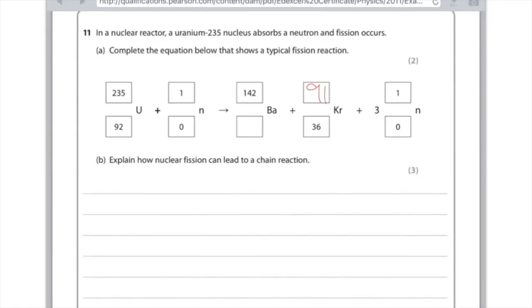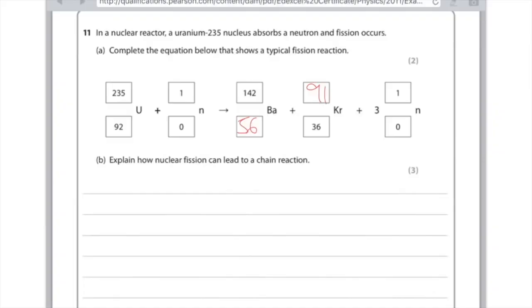And then the same below, you've got a proton number, an atomic number of 92, and we can see 0 against the neutron, so all we need to worry about is the krypton, 36. So just do 92 take 36 and you'll get an answer which is 56.